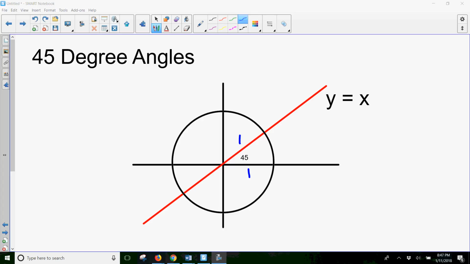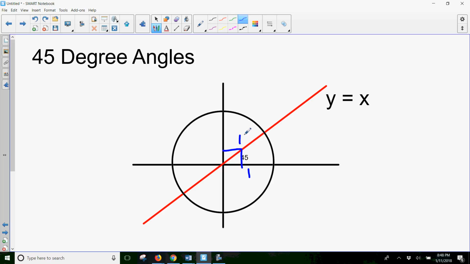Okay, in this next video, we're going to take a look at the 45-degree angles. So remember that the 45-degree angle is special because it has to do with the identity function y equals x, right? Because every x coordinate and y coordinate are the same for every point on that line. So we know that this was a right triangle, and if we were to split that in half, we would have 45 degrees here and 45 degrees on the other side.